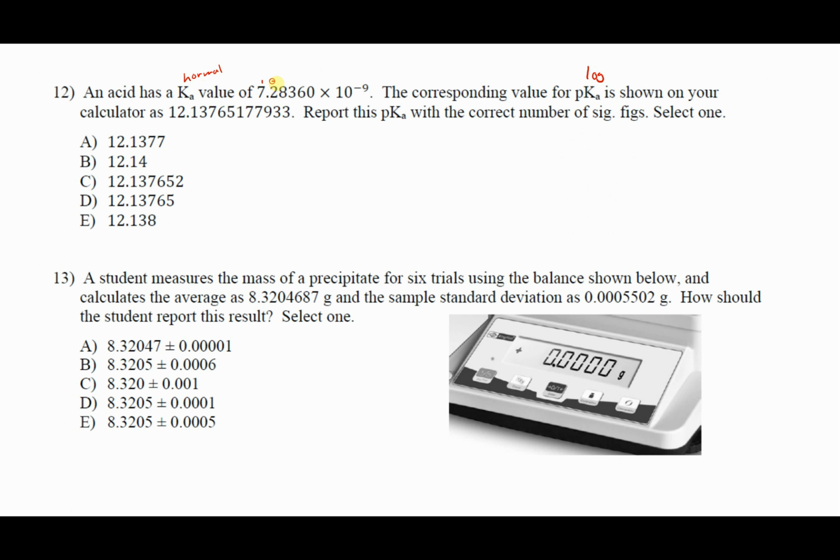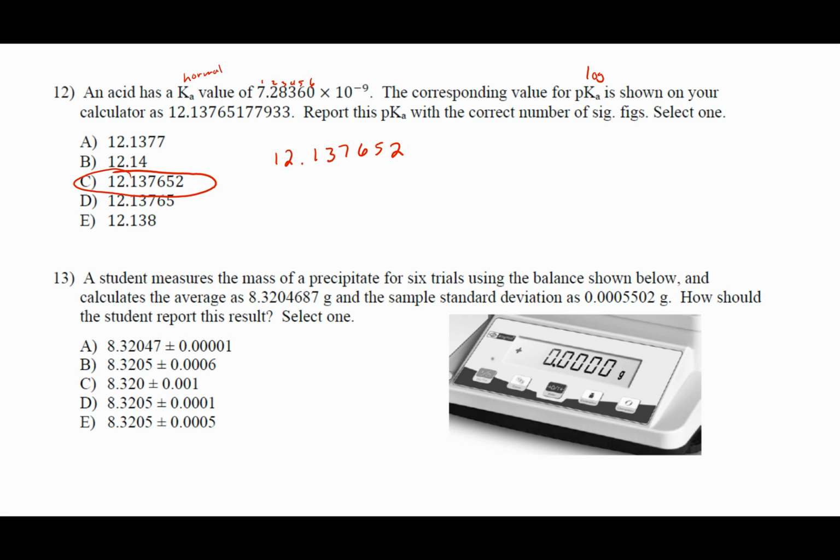So this one has 1, 2, 3, 4, 5, 6 sig figs, which means my answer has to have 6 sig figs. So it has the 12, which is not sig figs, then 1, 2, 3, 4, 5, 6. And of course that's going to have to be rounded. Sig figs. Boom. Awesome.